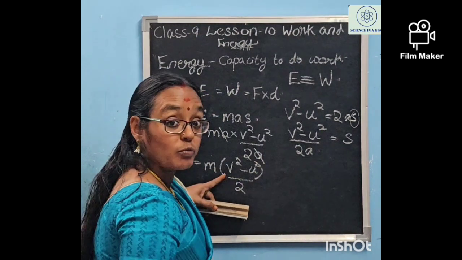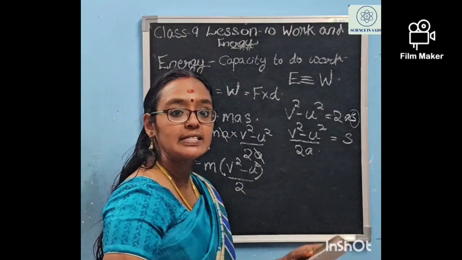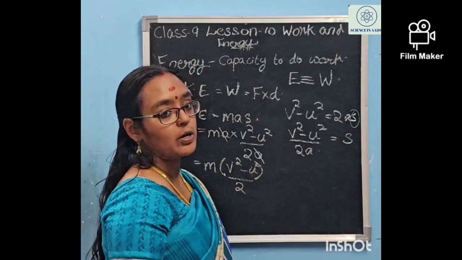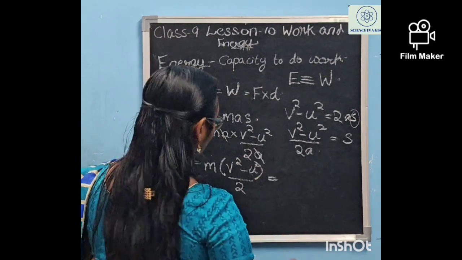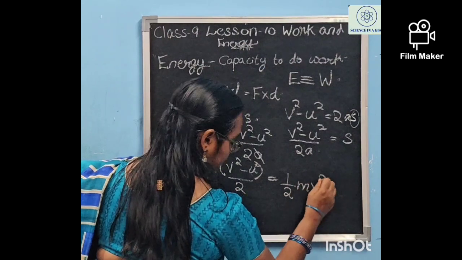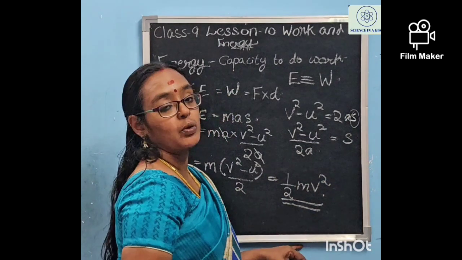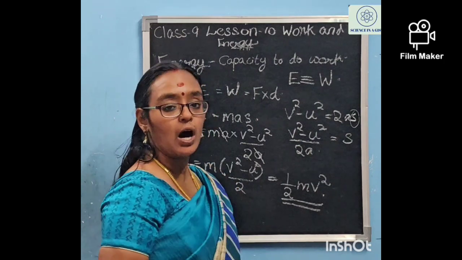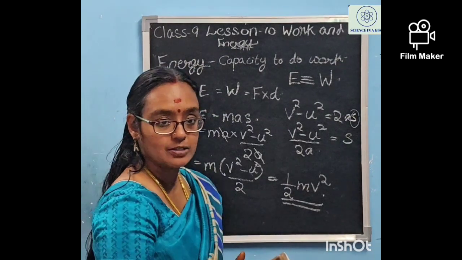V is the final velocity and U is the initial velocity. Consider the object is starting from rest. So what will be the initial velocity? It will be 0 because it is starting from rest. So the value will be equal to half into m v square. This is the equation for kinetic energy. What is the equation for kinetic energy? KE is equal to half m v square.